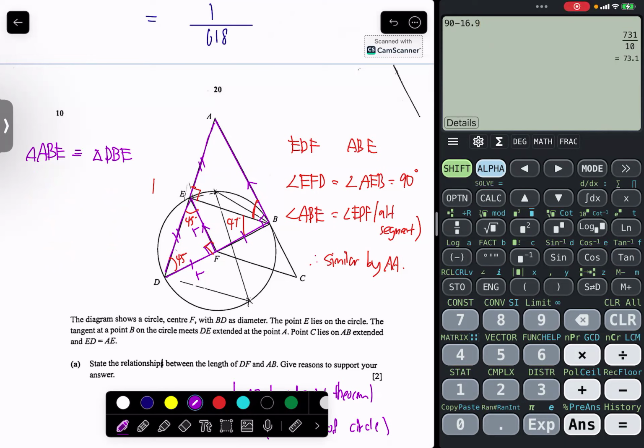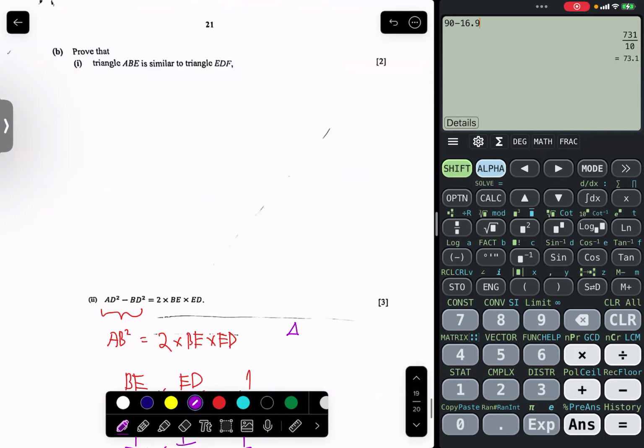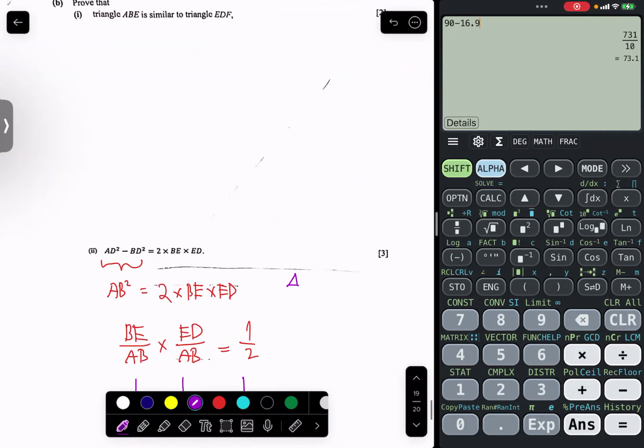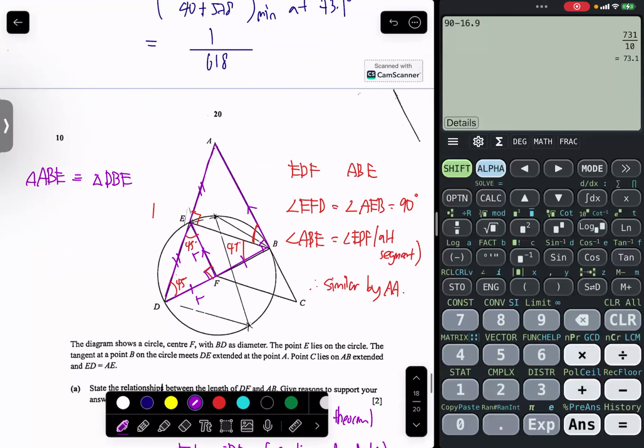EF, okay, what do I want to prove? AB square equals to 2 times BE times ED. Okay, so AB square equals BE times ED. Okay, so let's see.